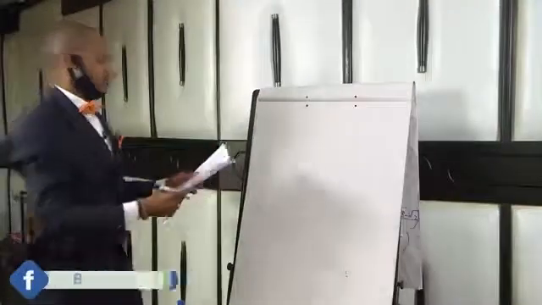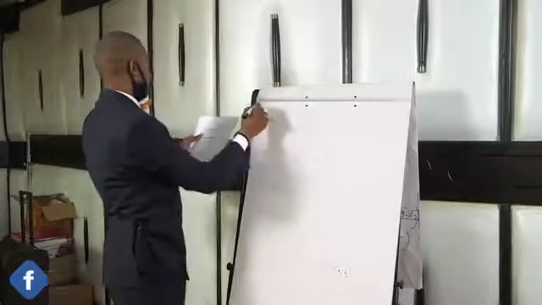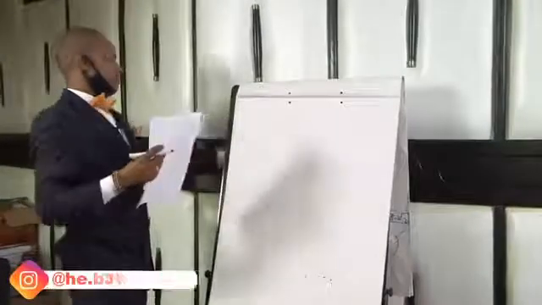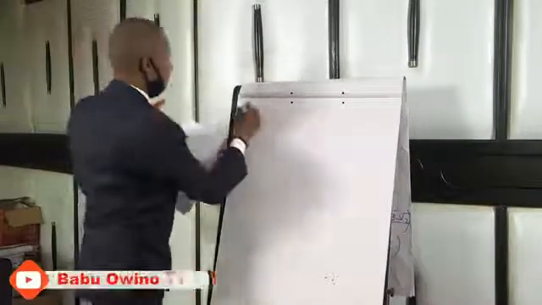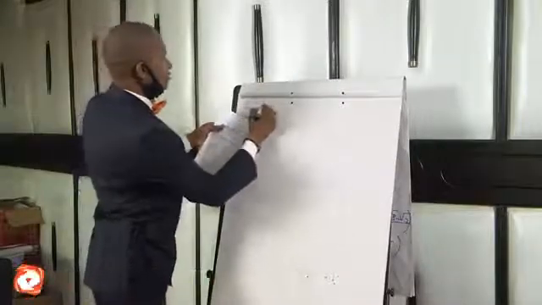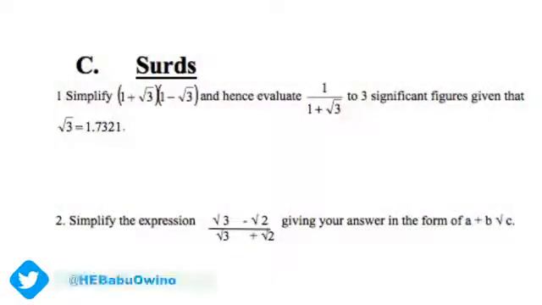The next question is question number 6, part 2. Simplify the expression root 3 minus root 2 divided by root 3 plus root 2. When you are told to simplify this expression, do not panic. Just multiply the whole expression by the conjugate of the denominator.